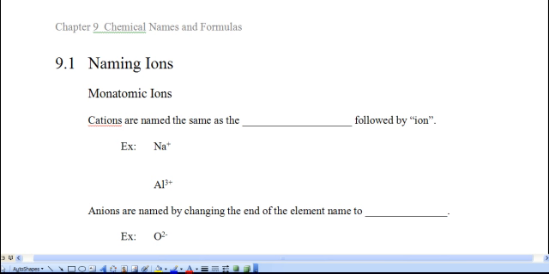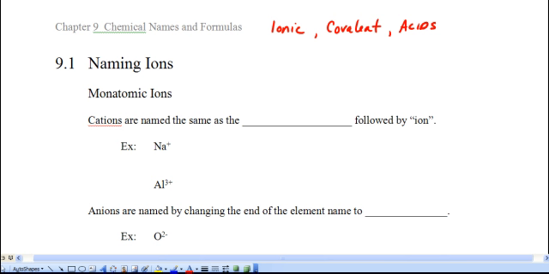Now, there are three types of compounds that you're going to be naming in this chapter. I'm just going to write them off to the side here. You're going to be naming ionic compounds, covalent compounds, and acids. Using some simple rules, you're going to be able to name these three types of compounds. Starting off with ionic compounds, you have to first know how to name the ions.